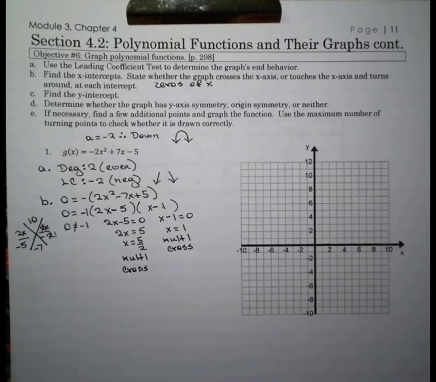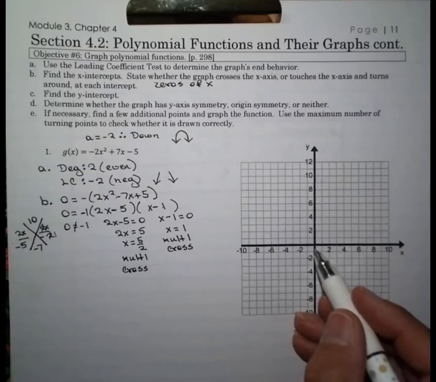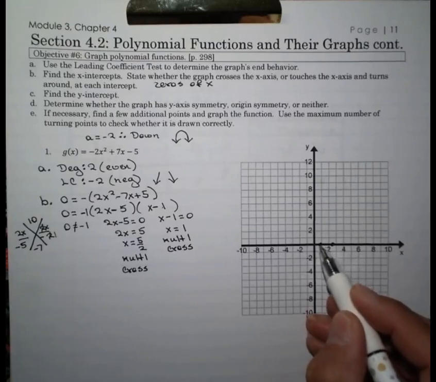All right, what point is that, though? Well, it's where x is 5/2. Now that is going to be 2 1/2, isn't it? 2 1/2, or right about here is where I expect it to cross. And I also expect it to cross where x is equal to 1, right about here.